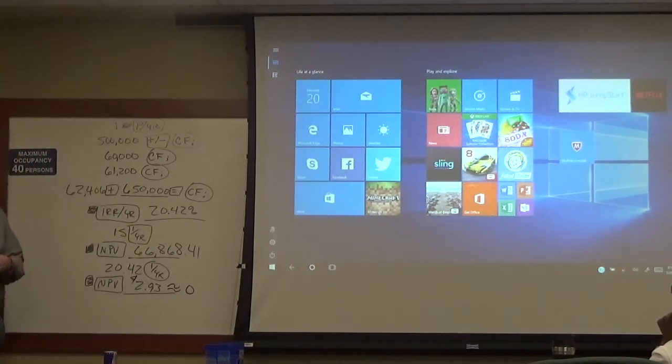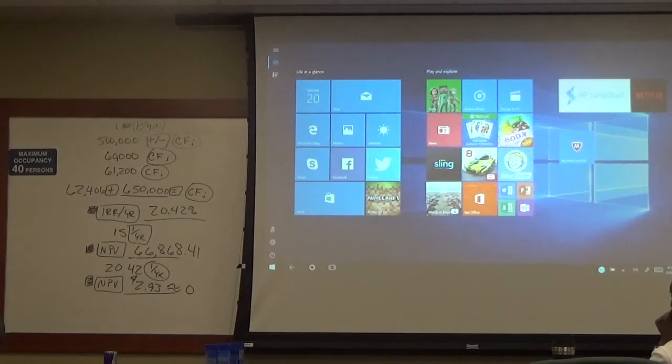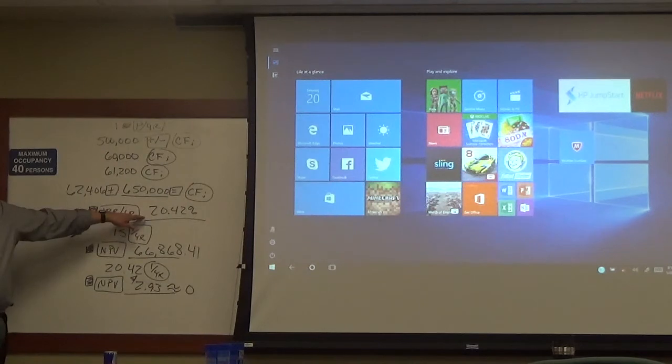zero. Okay? Now what that's telling us is if our hurdle rate is the same as our internal rate of return, then in essence, our net present value is zero. Meaning we can't spend any more on the property or any less on the property in order to get that rate of return. Does that make sense? Okay, because that is the return the property is actually generating.